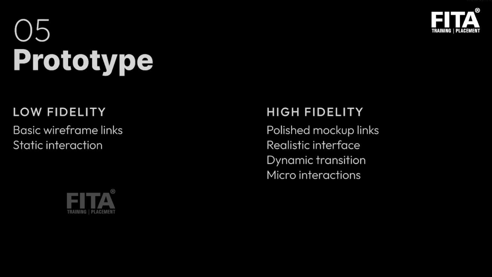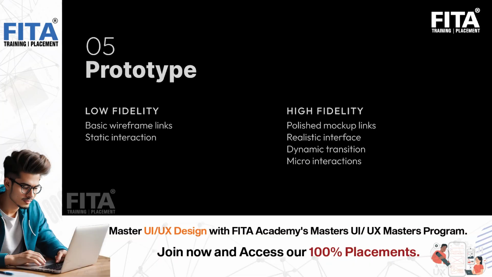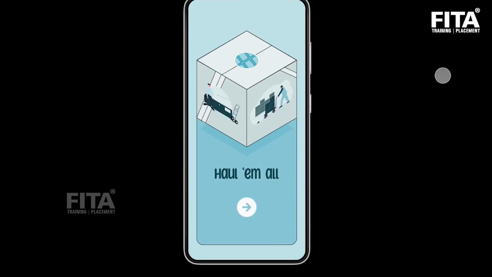Low fidelity prototypes were just links between wireframes to understand the flow of the user to get their task done. The high fidelity prototype only had the final interaction design and every animation and transition that a real app would have. So let's see it. Here we have the high fidelity prototype. Let's see how it works.